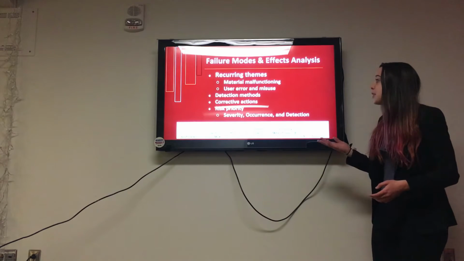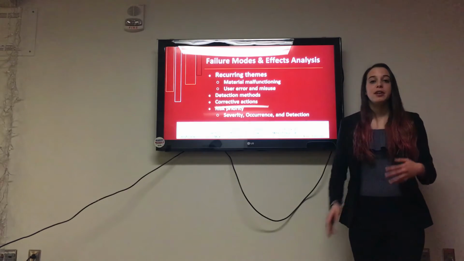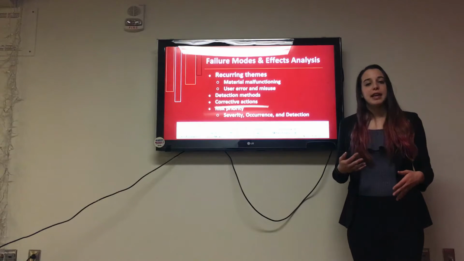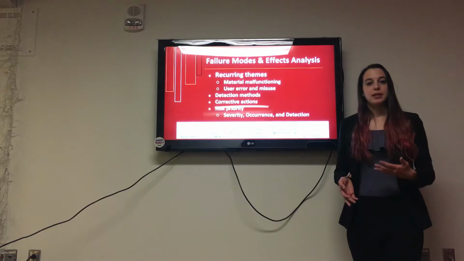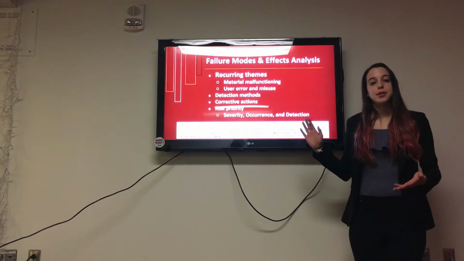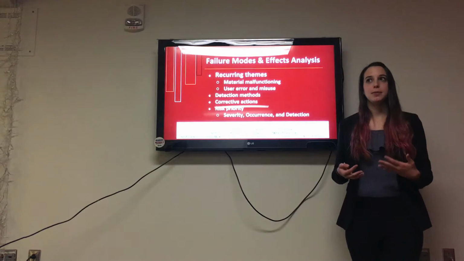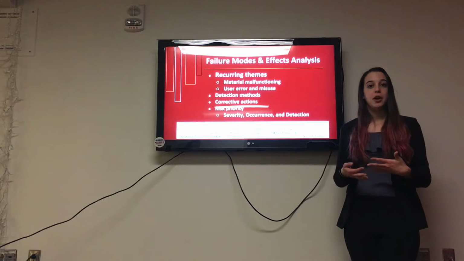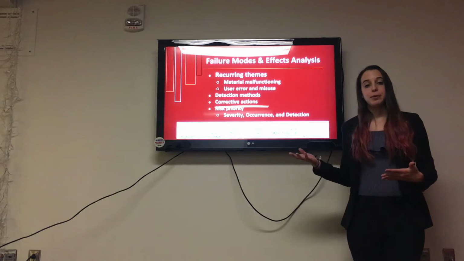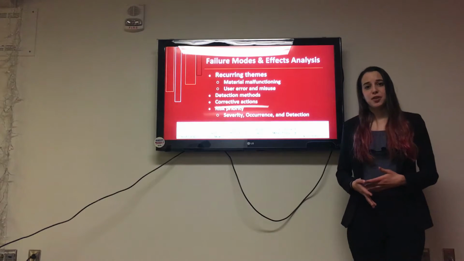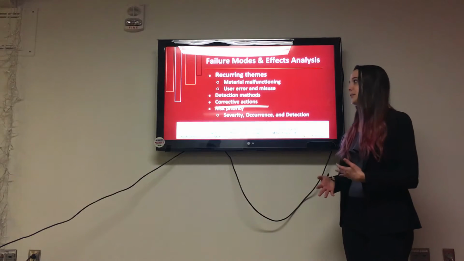Our detection methods for user error and misuse involved making sure that our users understood how to take care of and use their Rube Goldberg course. Just because these failure modes were a result of user error and misuse does not absolve the Lyman Group of any responsibility. We are still very responsible for making sure that these failure modes do not occur, because it is our job to educate our consumers on the product they're buying and make sure they know how to use it.